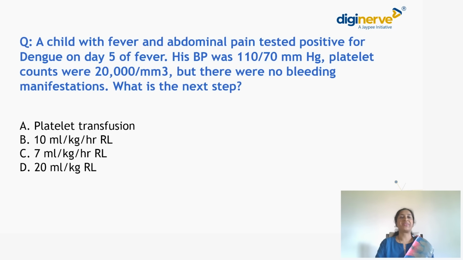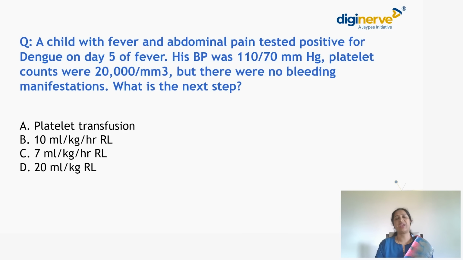Okay, next question. A child with fever and abdominal pain has tested positive for dengue on day 5. His BP was 110/70. Platelet counts are low, 20,000 per millimeter cube. But there was no bleeding. What is the next step?